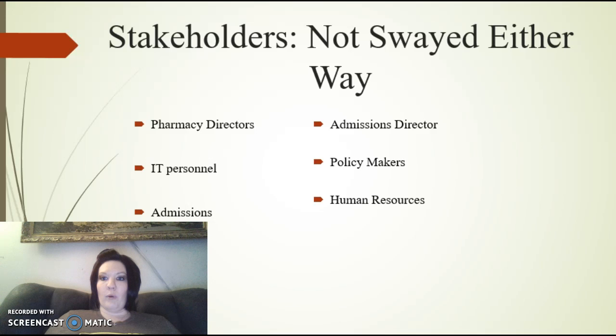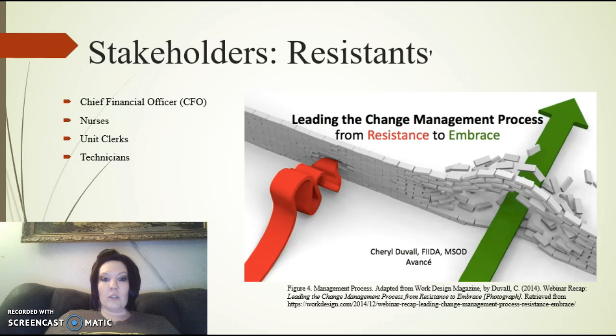There are stakeholders that won't be swayed either way. Those could include pharmacy directors, IT personnel, admissions director, policymakers, and human resources. The chief financial officer might resist the patient navigator role if the funds are from Woodland Heights Medical Center's budget, but this particular budget is provided through a grant from area physicians of approximately $200,000, so this might sway the CFO towards the PN role.